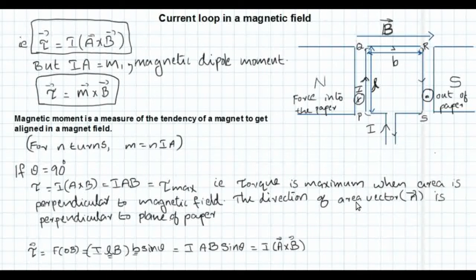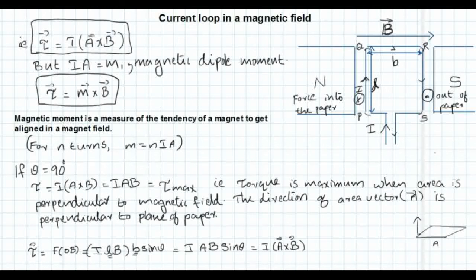The direction of area vector is perpendicular to the plane of the paper. So A cross B is 90 means the angle between A and B is 90. What is A? A is the area vector. So the angle between the area vector and that of the magnetic field should be 90 degrees. So area does not mean the physical area, it is the area vector that we are referring to. So if the angle between area vector and magnetic field is 90, then torque is maximum.